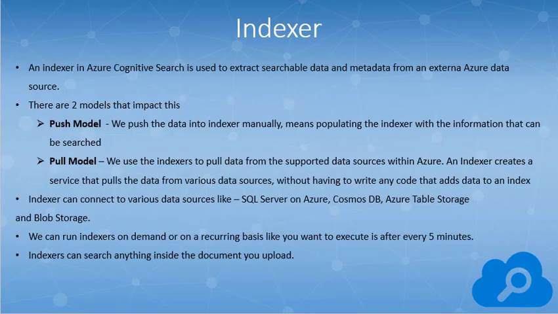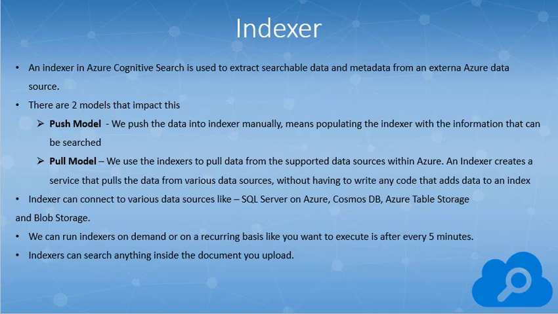Now, let's talk about what indexers are. An indexer in Azure Cognitive Search is used to extract the searchable data and metadata from an external Azure data source. There are two models that impact this: the pull model and the push model. In the push model, you push the data into the indexer manually, which means that you are populating the indexer with the information that can later be searched.